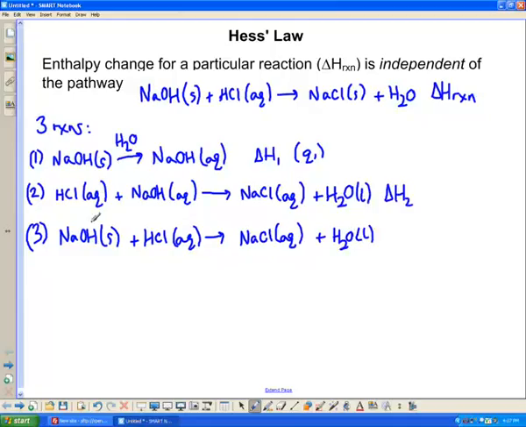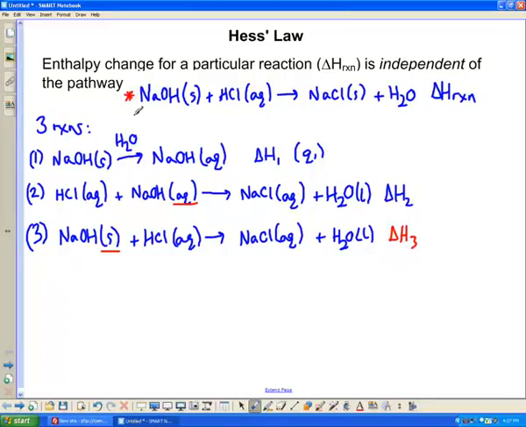Notice the 2 and 3, although they're very similar, they're not exactly the same. Aqueous NaOH, solid NaOH, and I could have put this NaOH on the left here, it doesn't really matter. The important thing is that the two states are different, so therefore the two reactions are different, so therefore they have different delta H values. So reaction 3 is our overall reaction, it's this one up here. We're going to measure that value of delta H.